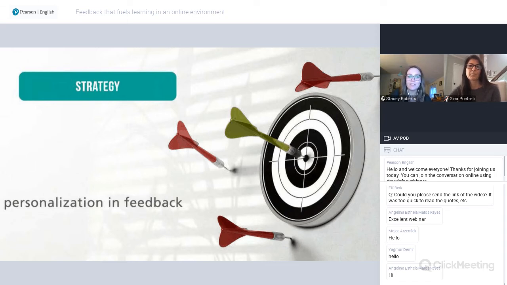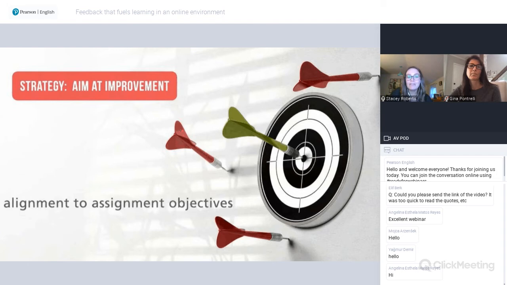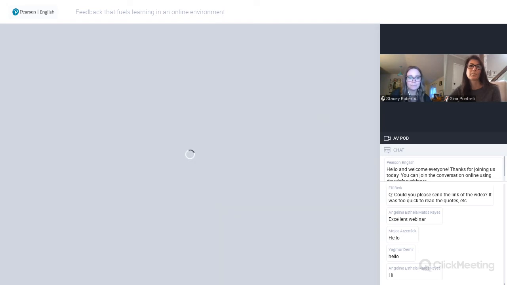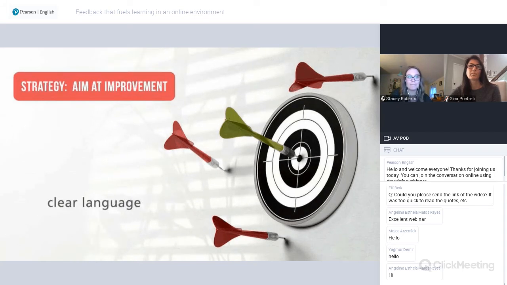Feedback needs to be focused and aligned to the assignment objectives while remaining detailed. There may be other areas to address, such as spelling, grammar, and punctuation, but keep your feedback focused on those objectives. Provide meaningful comments where necessary, but avoid over-commenting. There will be a time and place to address all of those skills. However, your feedback should be aligned to the objectives and the skills that the students need and should be presented in clear and easy to understand language.